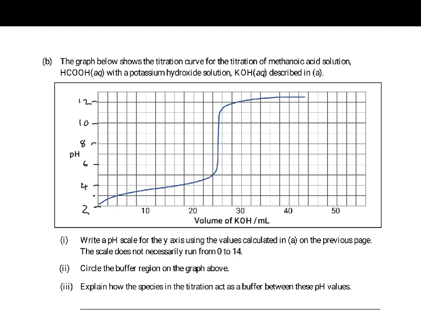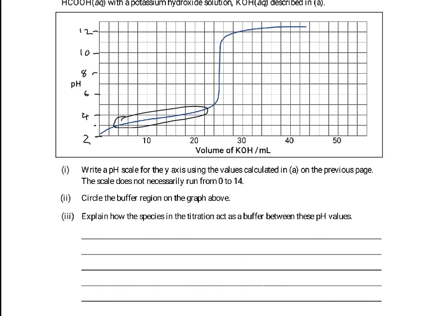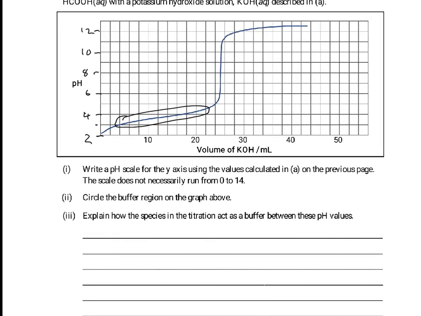Part 2, circle the buffer region on the graph below. So what you'll see with this graph is it starts to rise steeply, and then it flattens out for a bit, and then it starts to rise steeply at the end. So the buffer zone is this kind of region here where the pH doesn't actually change particularly much, despite adding lots of potassium hydroxide. So putting a circle around that is what we're after.